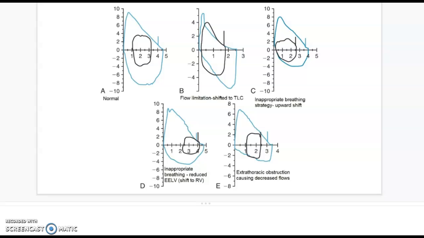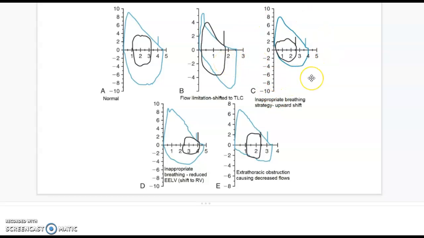So here are a couple of different examples. This is a normal person exercising. The black loop is their exercise loop. The blue is their maximal flow volume loop. Someone with flow limitation is going to look like this. You can see the scooped out appearance, definitely telling us it's COPD. And where this black loop overlaps with the blue loop, that is showing us where the flow limitation is occurring. So this person does have flow limitation.